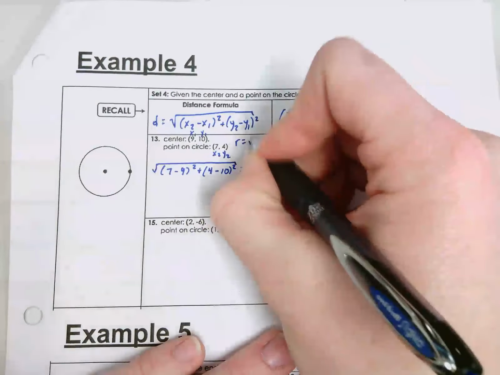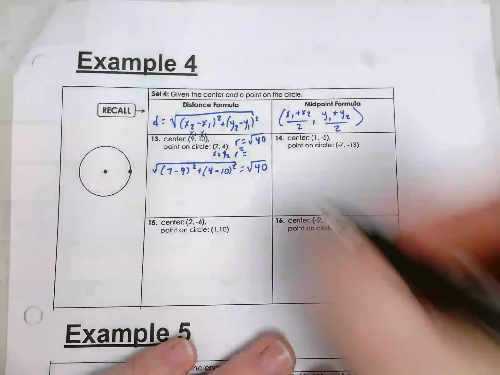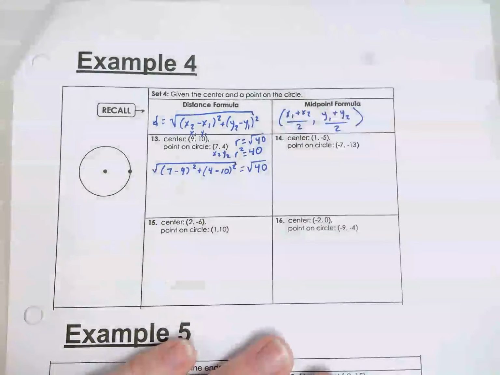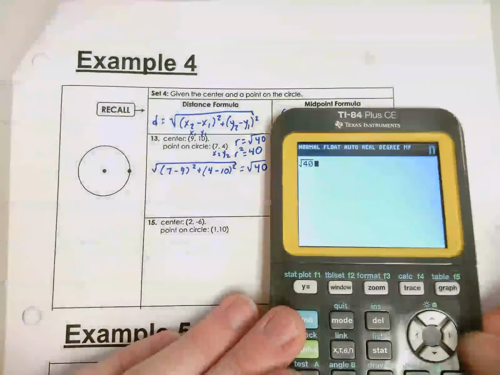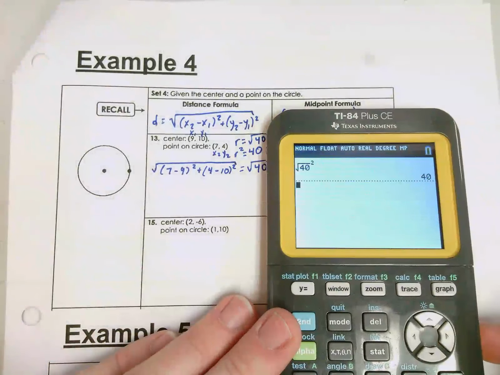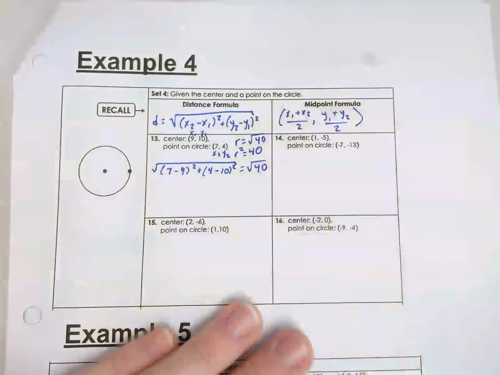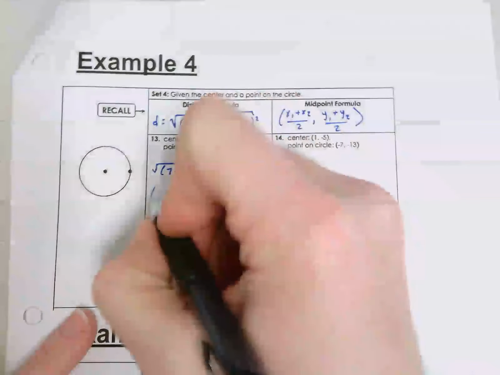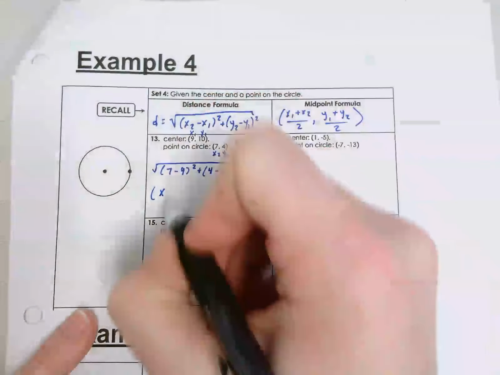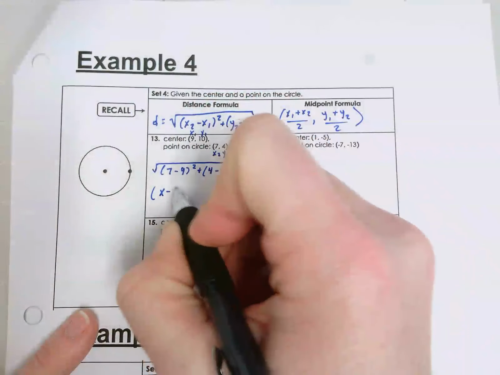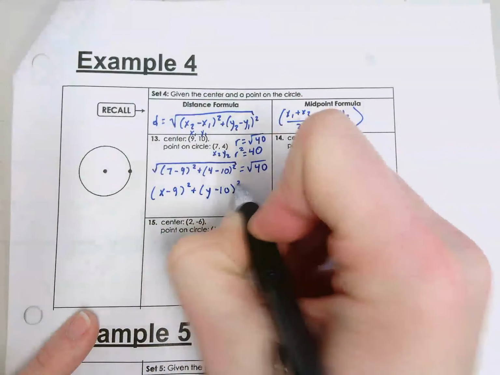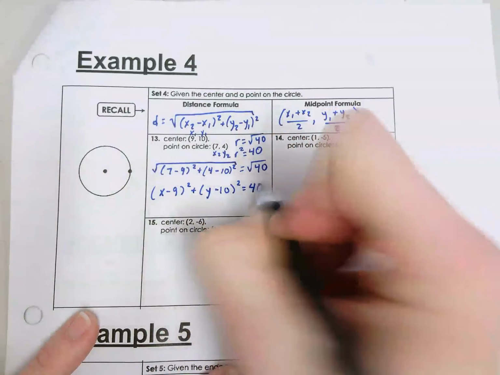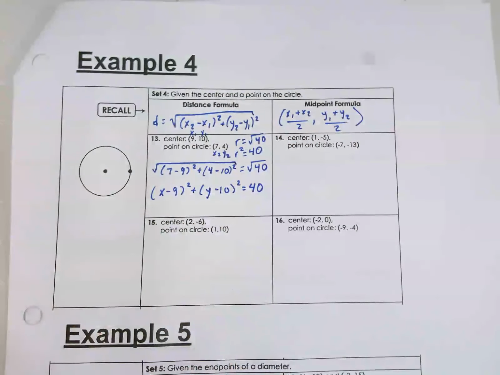So if I wanted r squared, if you square the square root of 40, that's just 40. And to prove that to you, I'll show you in the calculator. Square root of 40, if you squared that, you just get 40. The squared and the square root cancel out. So that gives me enough information to plug into my formula. X minus 9 squared plus y minus 10 squared is equal to my r squared, which came out to be 40.